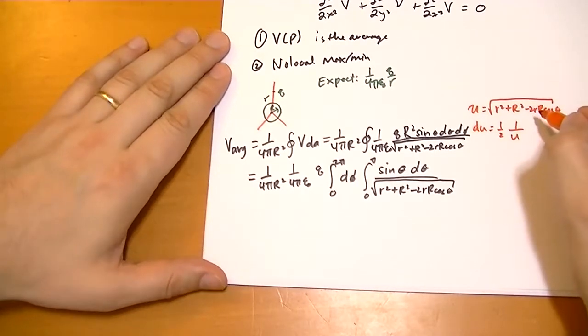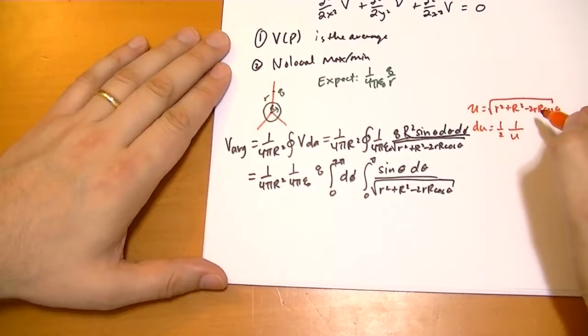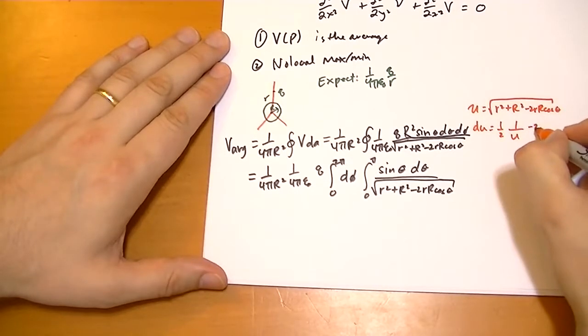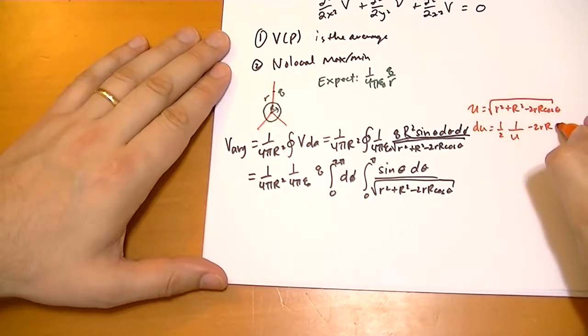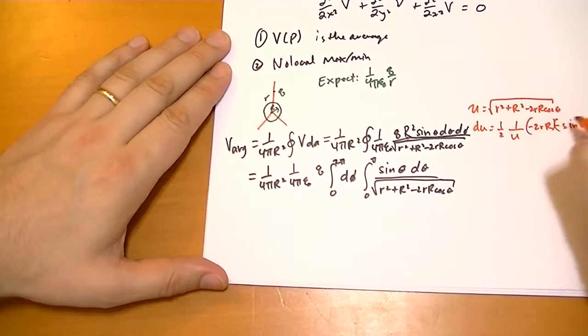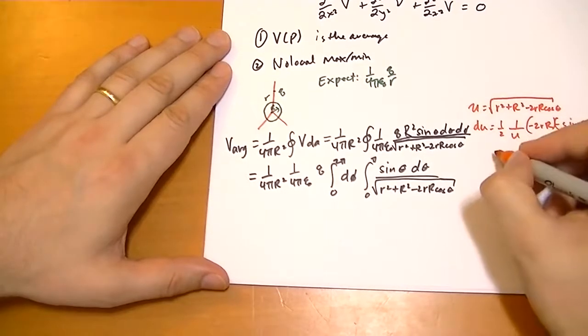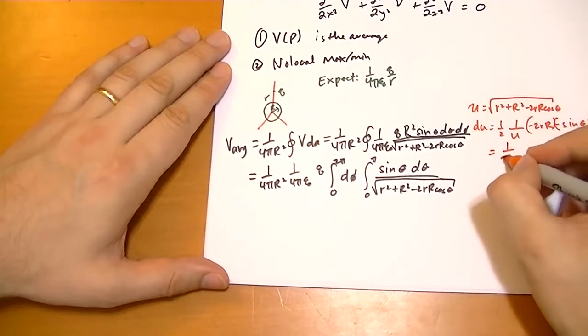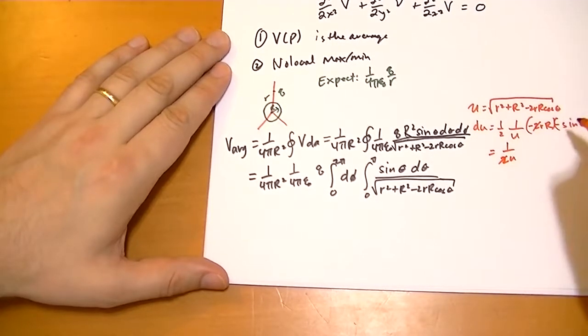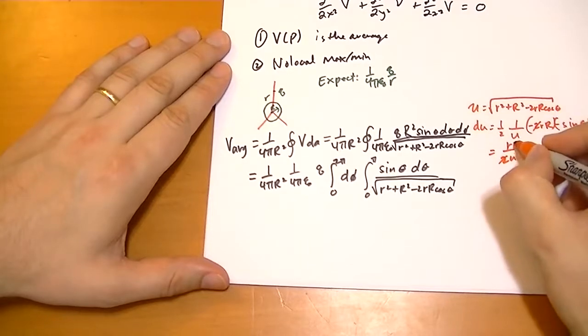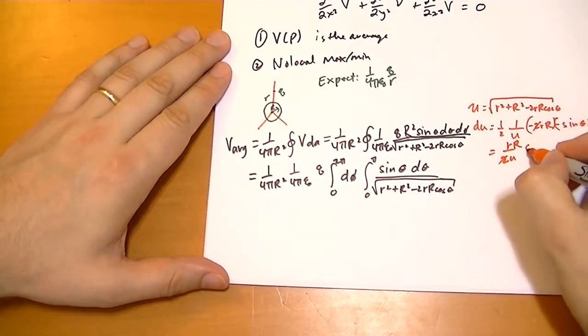Oh gosh, is there a negative sign there? There should be. Oh, here we go. Okay, so we have minus 2rR, and the derivative of cosine theta would be negative sine theta. This is multiplied by d theta. So those negative signs do cancel. So we have 1 over 2u. Oh, this cancels, that cancels. So we get rR sine theta d theta.